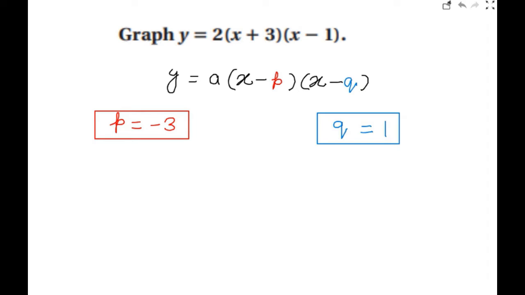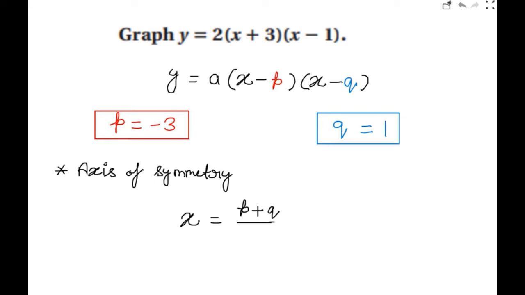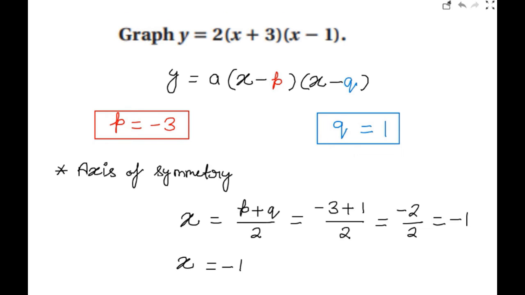After finding the x-intercepts, we need to find the axis of symmetry. For that, the formula is x equals (p plus q) over 2. We can substitute the values of p and q. p is negative 3, q is positive 1. We simplify this, and it's going to be negative 2 over 2, which is negative 1. So x equals negative 1 is the axis of symmetry.